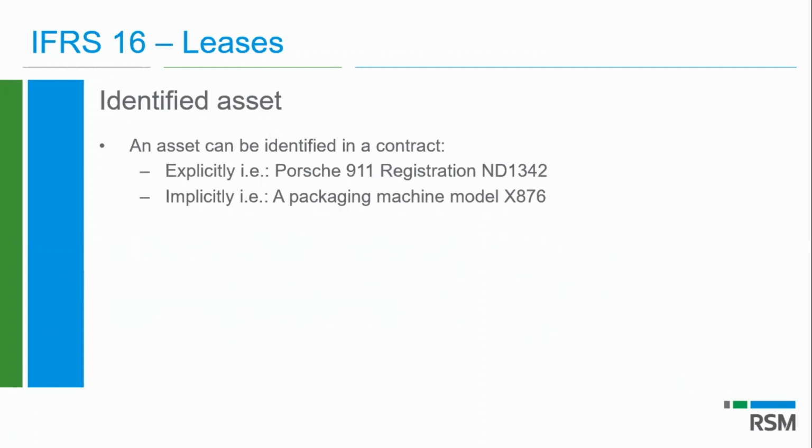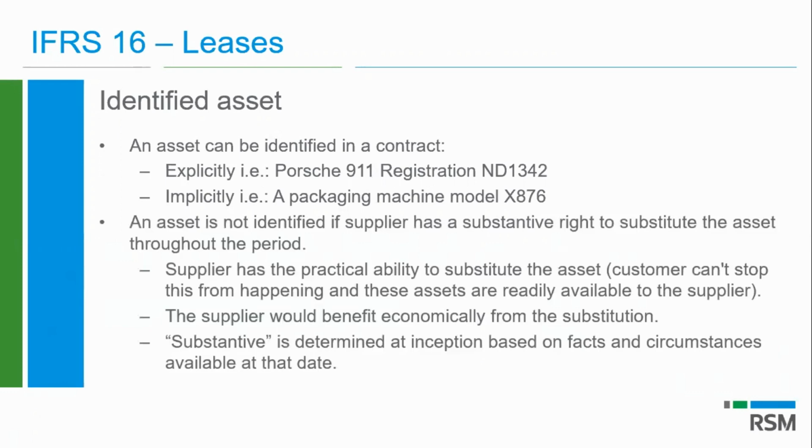Something very important, which is probably the one thing that in practice to date that I've seen so far that has quite a lot of debate and quite a lot of judgment involved, and which is important to look at in your lease contracts, is that an asset in a lease is not identified if the supplier has a substantive right to substitute that asset throughout the period. So there are three criteria there that we'll go through, but what that pretty much means is if the supplier of the asset that you're leasing has the right to substitute that asset throughout the period, then obviously you don't have an identified asset, and then you don't have a lease.